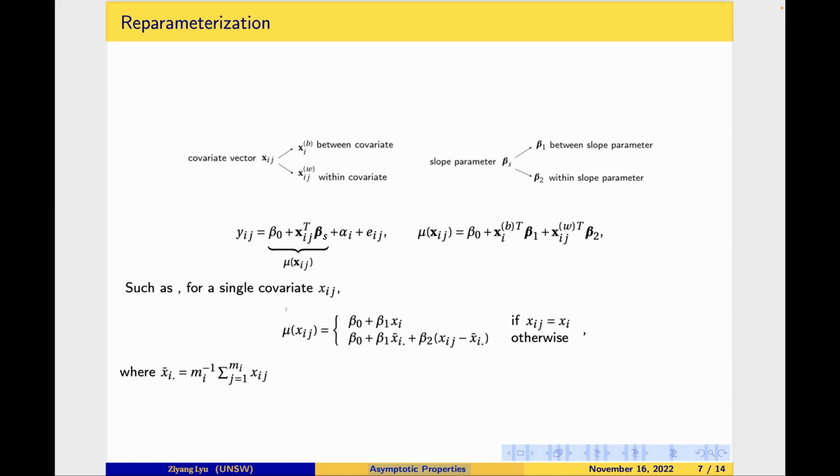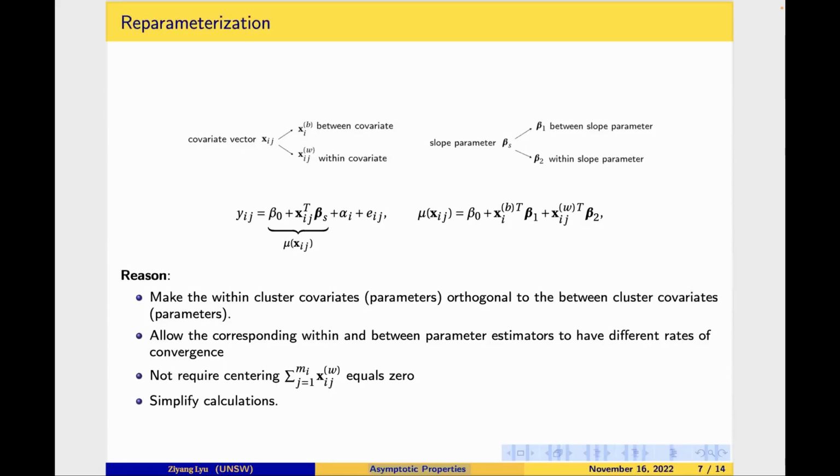For example, if we have a single covariate Xij, the regression function mu of Xij can be written as beta naught plus beta 1 Xi if Xij equals 1. Otherwise, it is written as beta naught plus beta 1 Xi bar plus beta 2 multiplied by Xij minus Xi bar, where Xi bar is the summation, 1 over Mi, summation j equals 1 to Mi of Xij. So this one is only to represent the between, the cluster level.